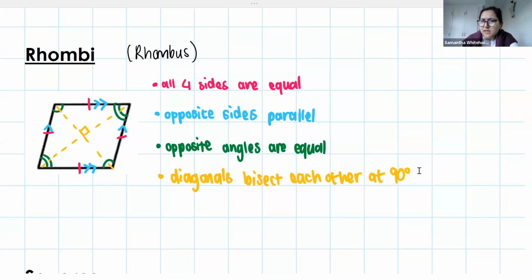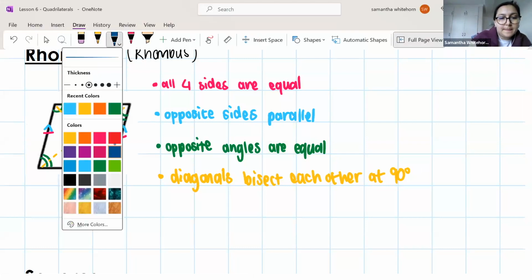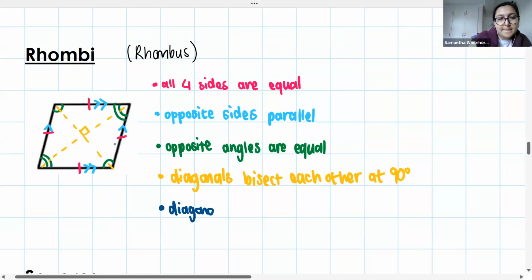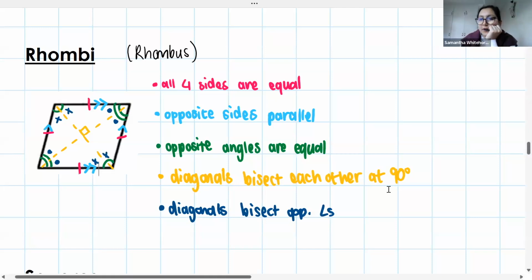Okay, good. Opposite angles equal, diagonals bisect. We've got our parallel lines. Just making sure we've got everything. Another characteristic, guys, is that the diagonals bisect opposite angles. So that means because this angle is already equal to this angle, those halves will all be equal. And the same thing for your other. So the diagonals cut the angles in half.